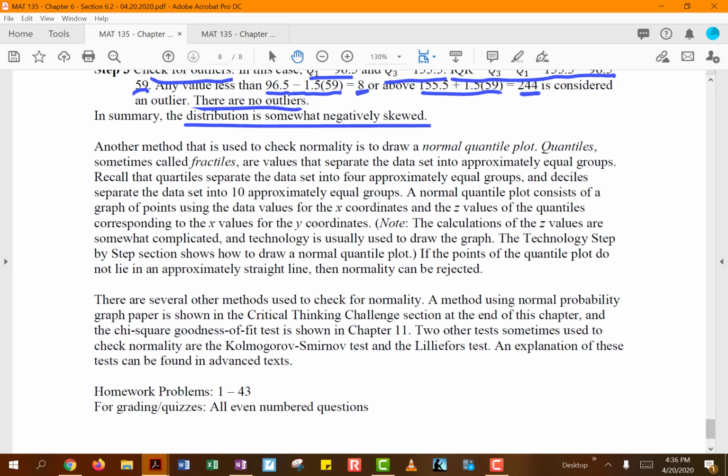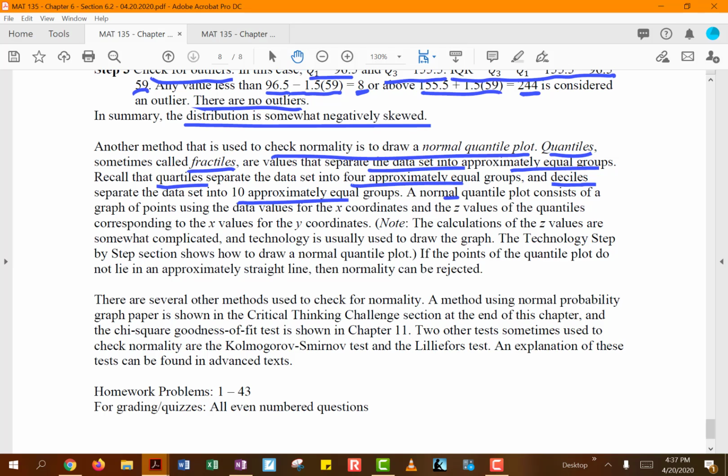And then here, they're just talking about how you can also check for normality by drawing your normal quantile plots. They're saying quantiles, which can also be called fractiles sometimes, are values that separate your data set into approximately equal groups. You can think of how quartiles and deciles work. Quartiles separate our data into 4 approximately equal groups. Deciles will, of course, separate the data set into 10 approximately equal groups. So you can think of your quantile in that same sense.